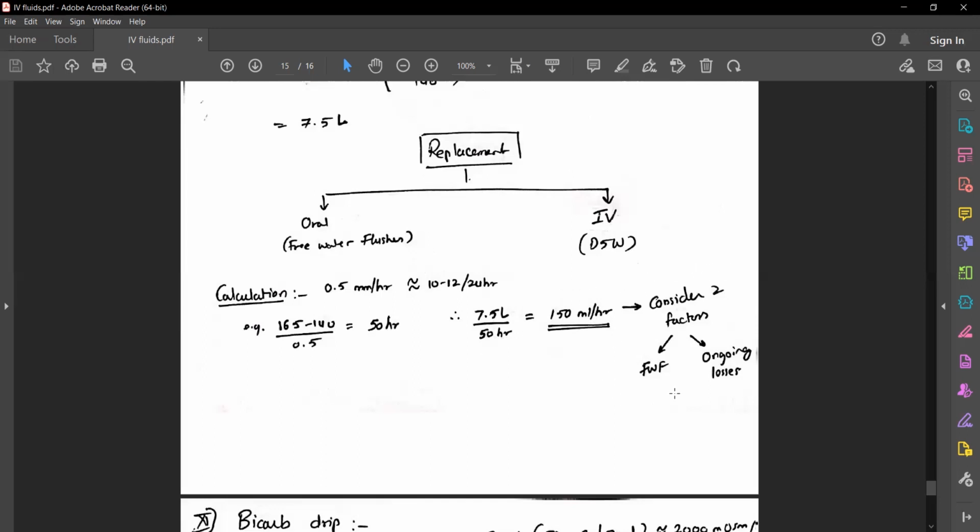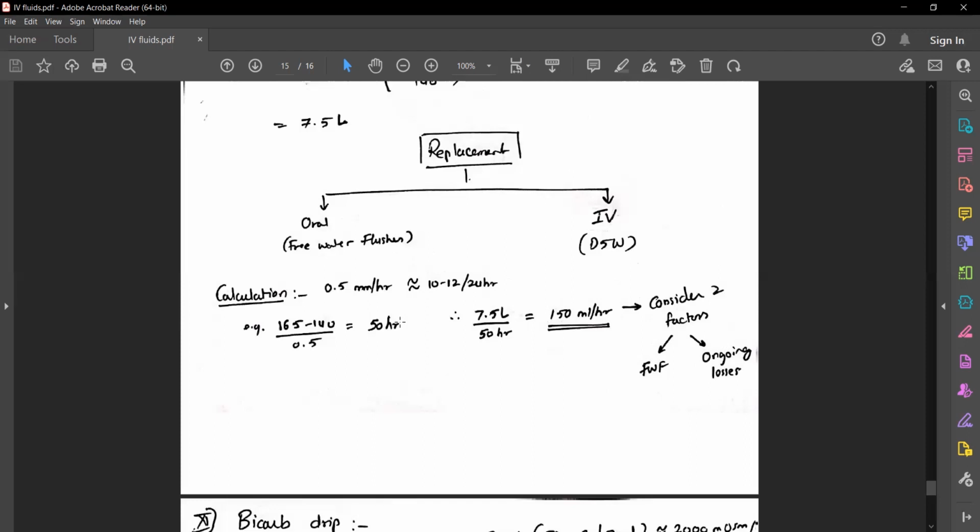And you also have to remember, if you're starting somebody simultaneously on free water flushes with this IV rate, this rate might be lower. And at the same time, if the patient is having ongoing losses, this is also something that you have to consider, that the rate that you might need might be a little bit higher.